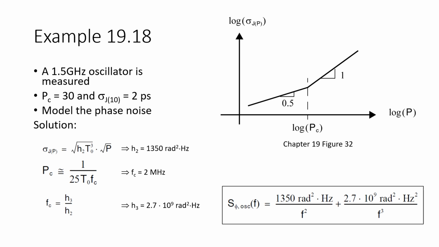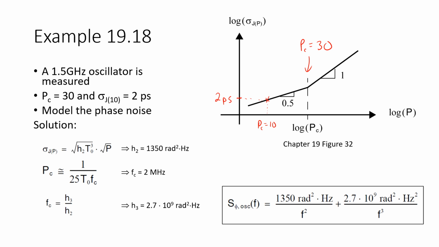Finally, let's quickly do a numerical example. Let's imagine that the measurement described is performed on a 1.5 gigahertz oscillator, and that it was found that this corner point arises at PC equals 30, so 30 cycle jitter is where we transition from 1 over f squared phase noise to 1 over f cubed. And let's also say that one particular data point here at P equals 10 corresponds to a 10 cycle jitter of 2 picoseconds RMS observed.